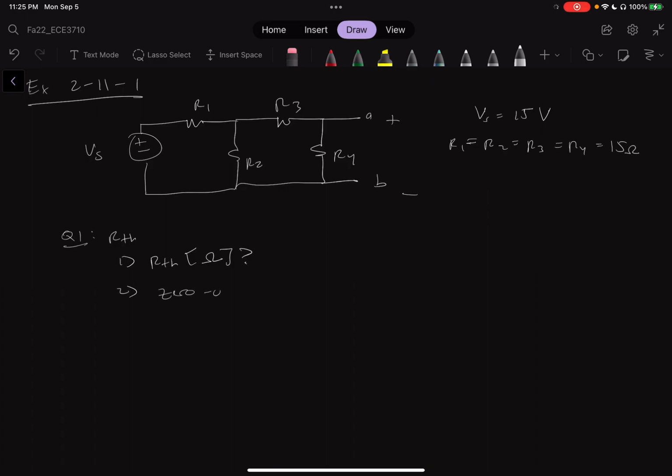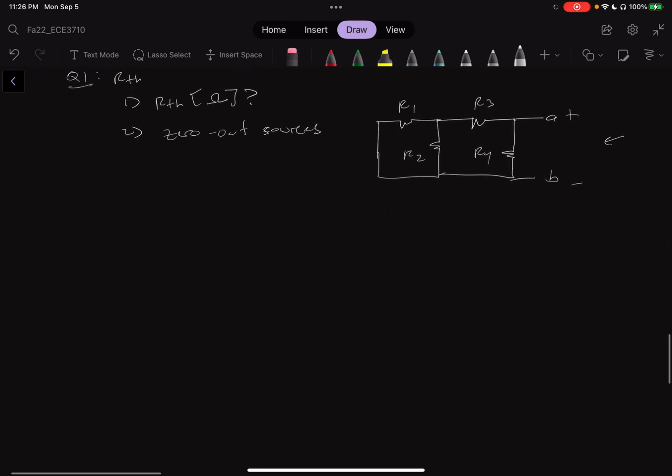First, you need to zero out your sources. All right, so let's redraw the circuit. We have a voltage source here. It becomes a wire. Here's R1, here's R2, here's R3, here's R4. Here's node A, here's node B. Now simplify this circuit. I like to work from out to in. In being which nodes am I solving between, node A and node B? It happens to be on my right-hand side, so I like to work from the left-hand side.